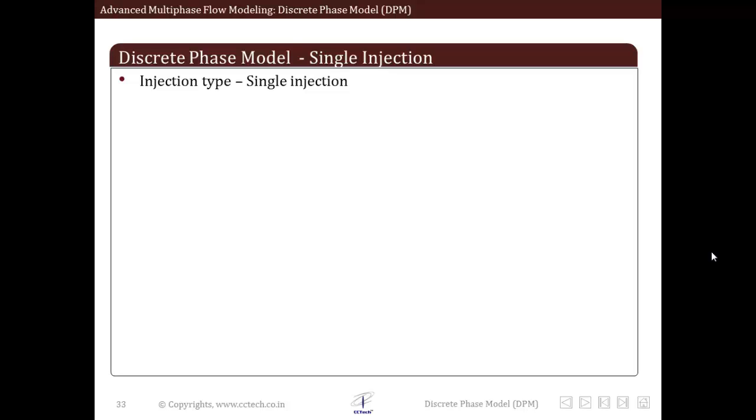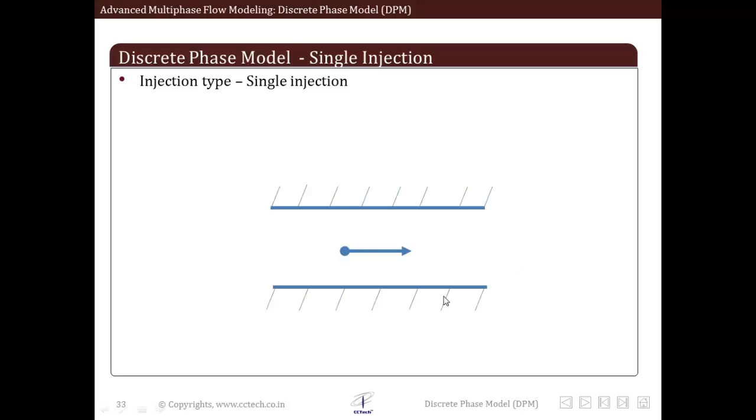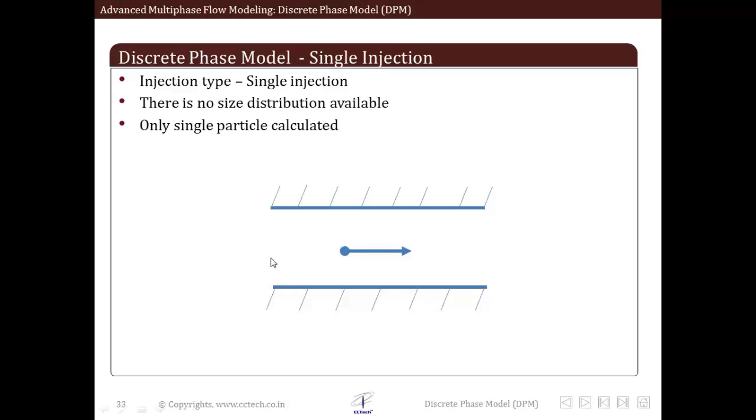The first type is the single injection. As you can see in this picture, it is just a point injection. It is just a single injection given from a point. We can specify the point and a single stream of particles will be coming from that. There is no size distribution available. Only a single particle is calculated.